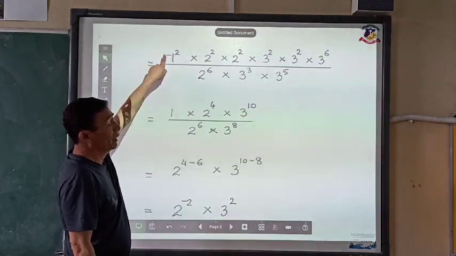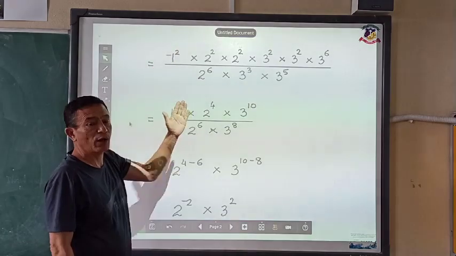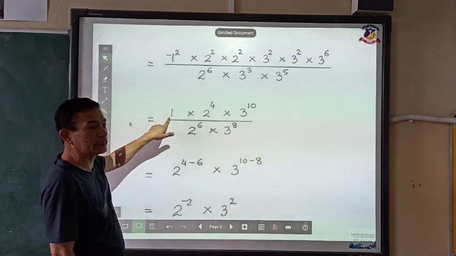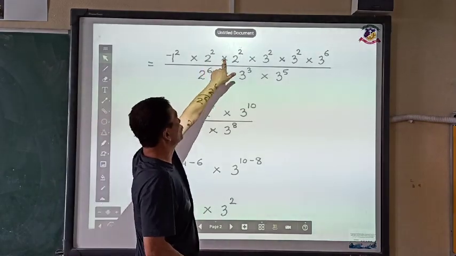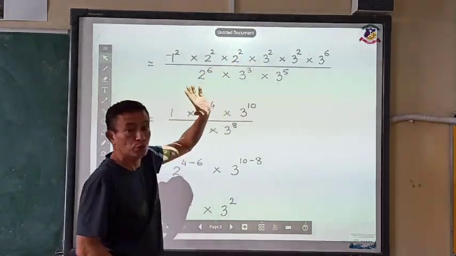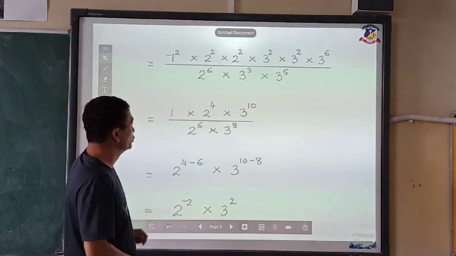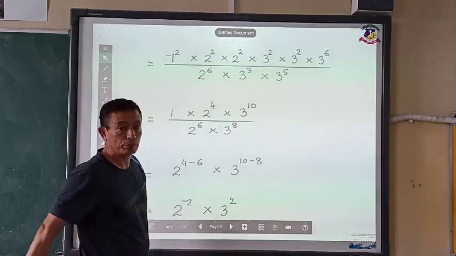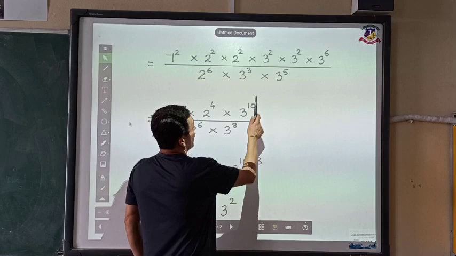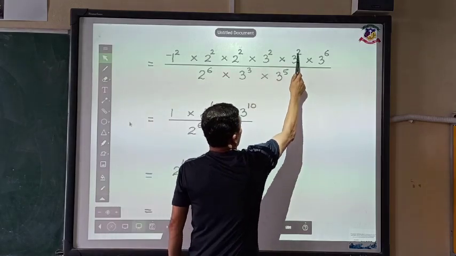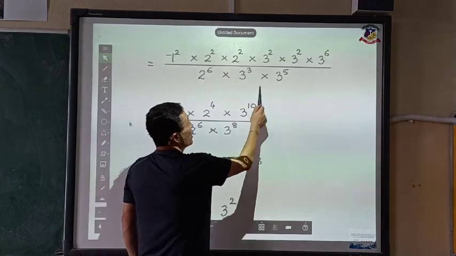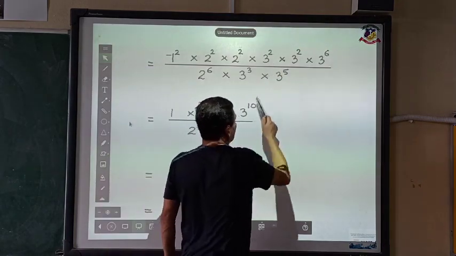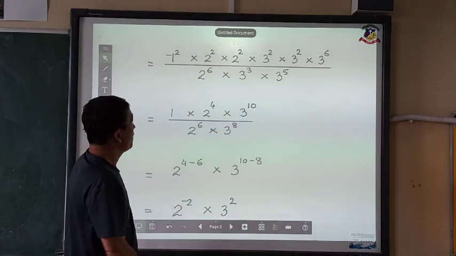Now next one. Negative 1 whole square. Negative 1 into negative 1 will give me positive 1. Multiplied by 2 to the power of 2 multiplied by 2 to the power of 2. That is 2 to the power of 2 plus 2, so 2 to the power of 4. Multiplied by 3 squared multiplied by 3 squared multiplied by 3 to the power of 6 will give me 3 to the power of 2 plus 6, that is 10.